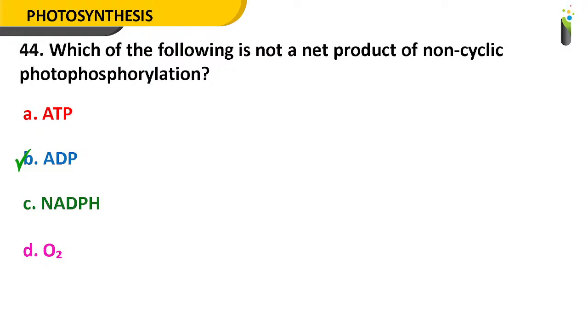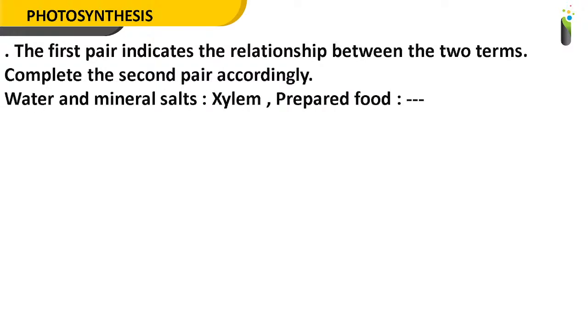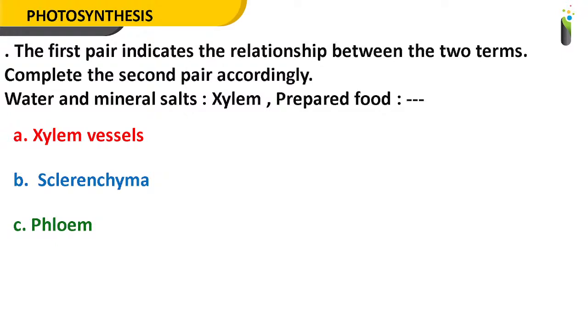Now, coming to the next question, number 45. The first pair indicates the relationship between the two terms. Complete the second pair accordingly. Water and mineral salts is xylem. Prepare food dash. And your options are A. Xylem vessels, B. Sclerenchyma, C. Phloem, D. Parenchyma.